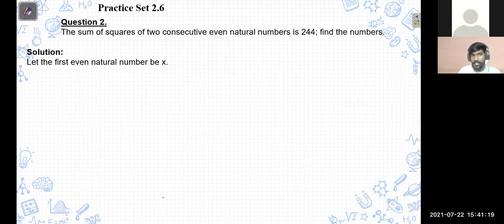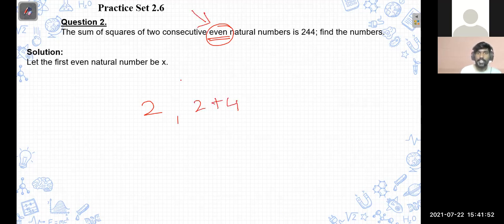The immediately next number will be x plus 1, but they have asked for even numbers. So if I say 2, after 2, which is the next even number? Not 2 plus 1, I said even. After 2, the next even number is 2 plus 2, so 4. Yes, 2 plus 2, 4.